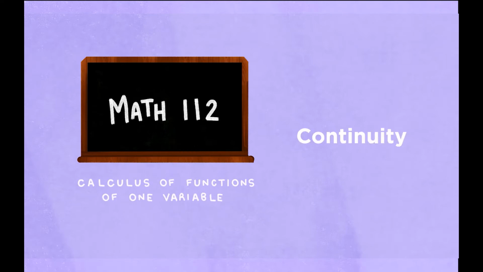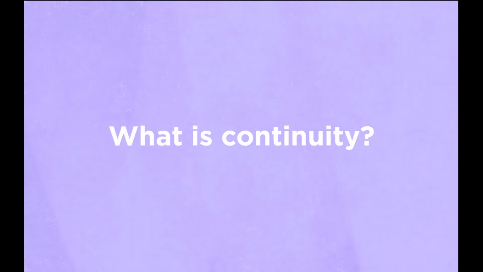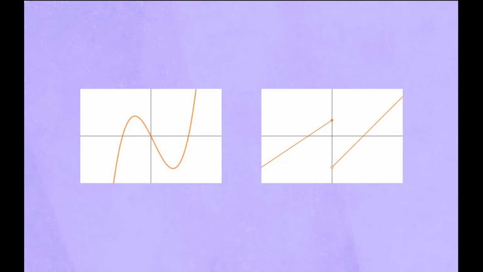Math 112. In the non-math world, we say something is continuous if it is an unbroken or uninterrupted whole. We can apply this concept to the graph of a function. Let's look at these two examples.